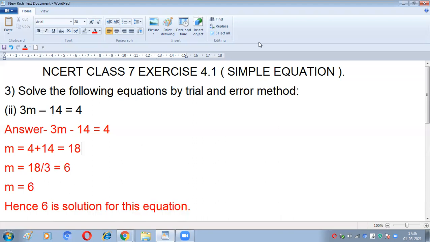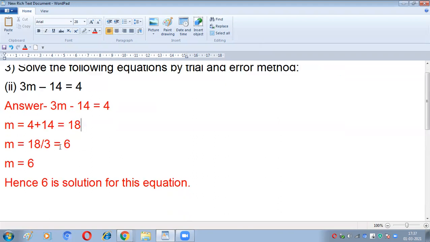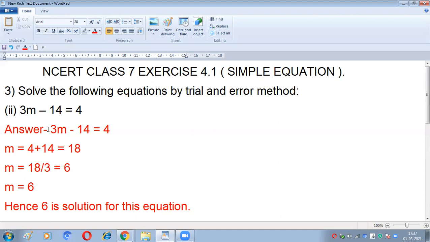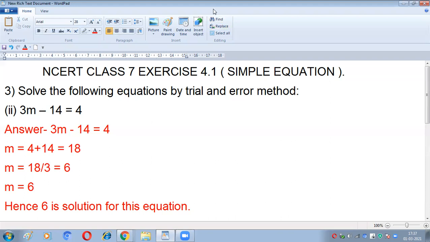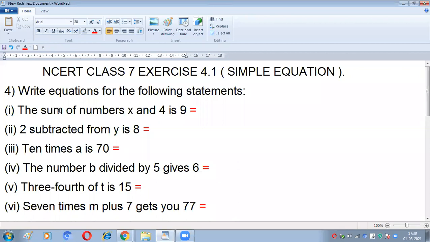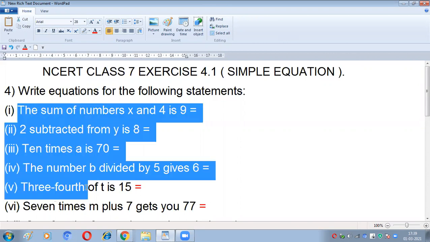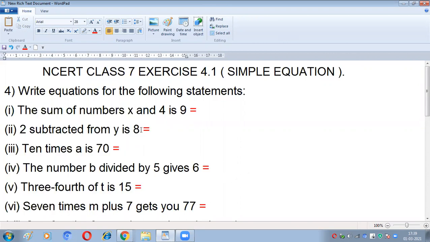So friends, let's move to fourth bit. No, here is no third bit, no fourth bit. Okay, friends, so we have completed question number 3. So let's move to question number 4. Question number 4 is write equations for the following statements. So here are those statements, and now we have to write the equation for these statements.